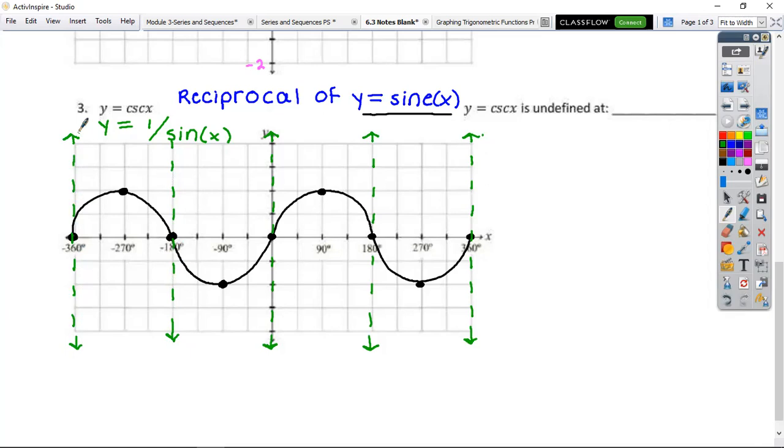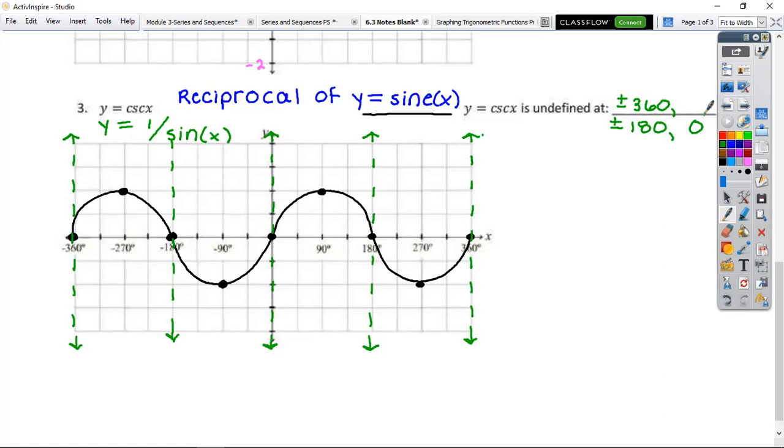Now, your question right here asks you, why cosecant of x is undefined where? Do you see all 5 locations? So on this particular graph, we are undefined at, actually, you know what, I'll do this just to make this easier for you. Plus and minus 360. Plus and minus 180, as well as 0. Okay, so all of those locations.